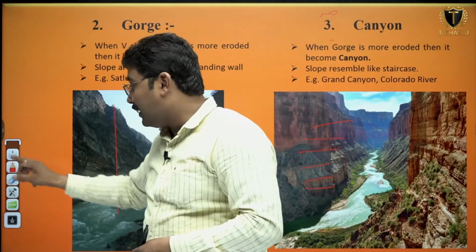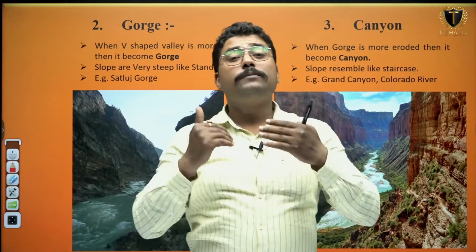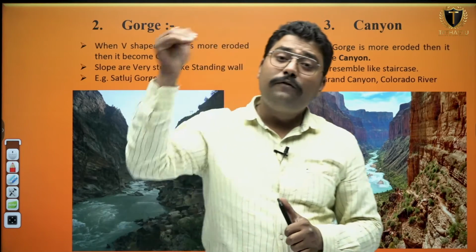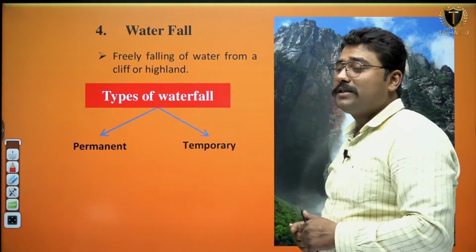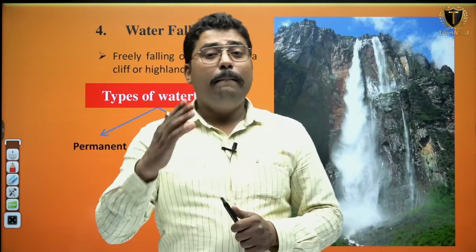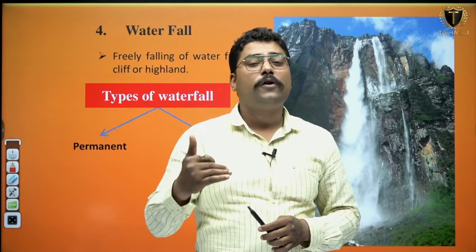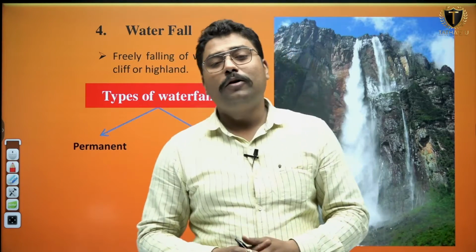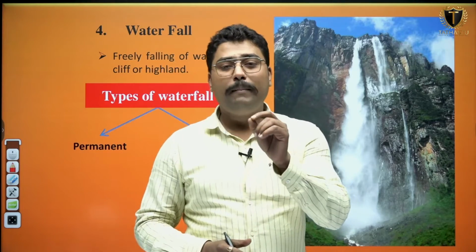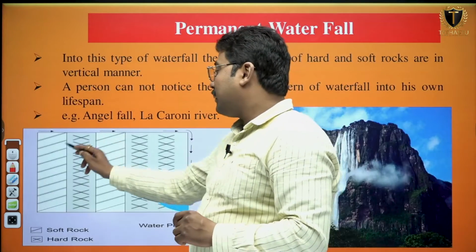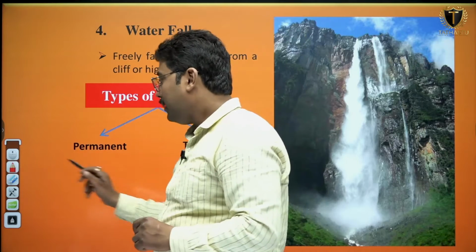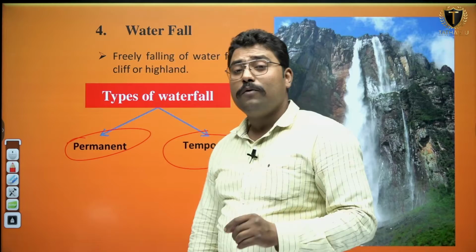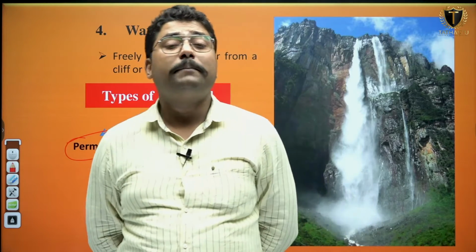Now moving on to the next. When the river comes over a slope and the water free falls, it is considered a waterfall. The free falling of water from a cliff is considered a waterfall. If we talk about waterfalls, there are two main types: permanent and temporary. Now the question comes, what is the difference between permanent and temporary waterfalls?